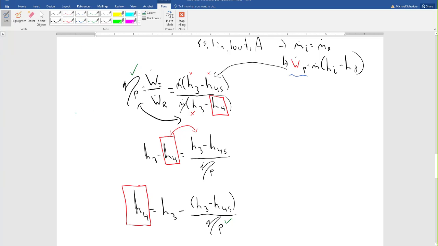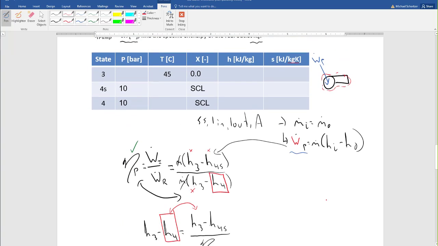The good news is I know the isentropic efficiency of the pump. I was told that's 0.9. I don't know H3, and I don't know H4S. So what do I do? I can look up here. I can find H3. This is going to be HF at 45 degrees. And if I wanted S3, that would be SF at 45 degrees. So those two things I can fix.